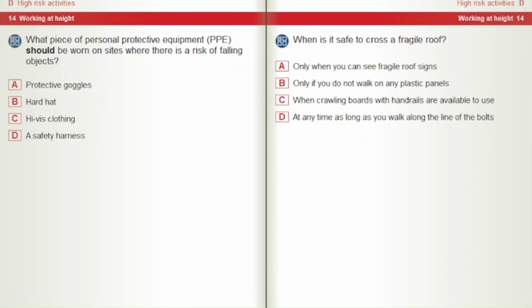When is it safe to cross a fragile roof? Only when you can see fragile roof signs. Only if you do not walk on any plastic panels. When crawling boards with handrails are available to use. At any time, as long as you walk along the line of the bolts.